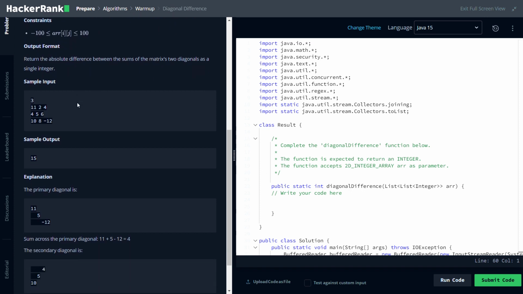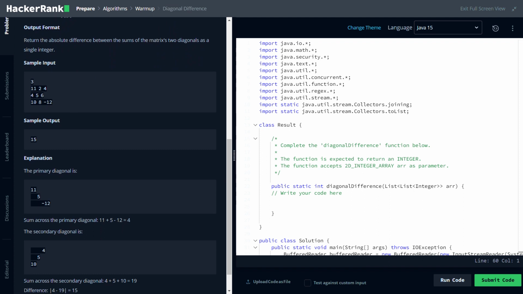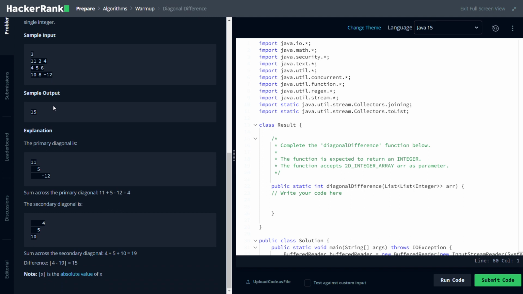So, sample input: 3, 11, 2, 4, 4, 5, 6, 10, 8, minus 12. Sample output: 15. Explanation. The primary diagonal is 11, 5, minus 12, which is 4. The secondary diagonal is 4, 5, 10, which is 19. The difference is 15 because 19 minus 4 is 15.